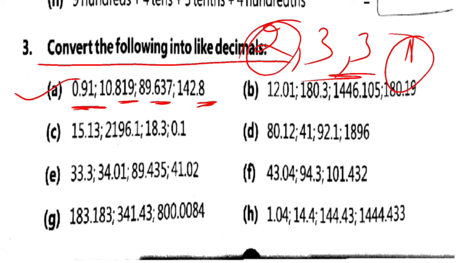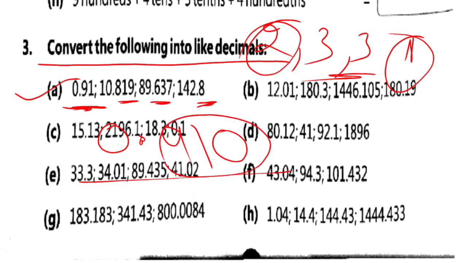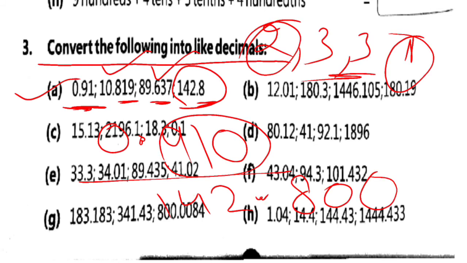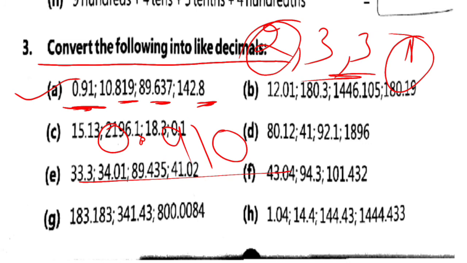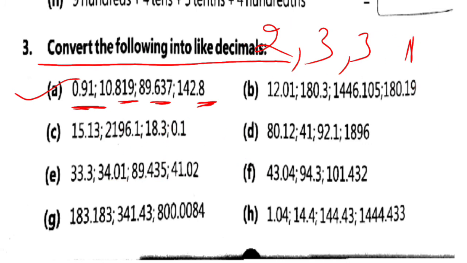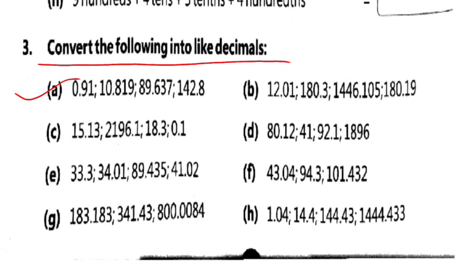Like the first one has 2 decimal places. How can we make it 3? Like 0, then 9, 1, and we add an extra 0. That becomes 3 decimal places. Now this is already in 3, this is already in 3, and we have to make this one. This is in 1 decimal place. How can we do that? We just add 2 more extra zeros. Okay, like 142 decimal 8 0 0. Now all are in 3, so now they all become like decimals. Remaining you solve yourself. You can take a screenshot of all the questions and try to solve them yourself. Okay, now move to the next question.